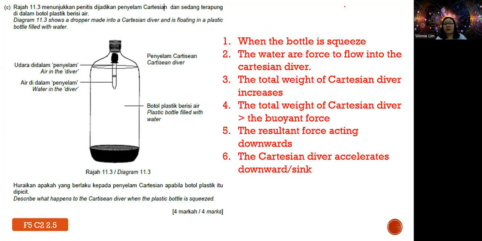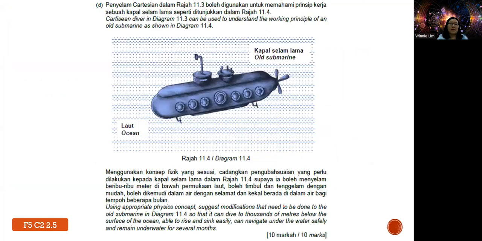So here is how you give the answer. When the bottle is squeezed, the water is forced to flow into the Cartesian diver. Then the total weight increases, and the total weight is more than the buoyant force. Then the resultant force is acting downward and the Cartesian diver accelerates downward, or sinks. Of course, any 4 points out of these 6 points, you will get full marks.